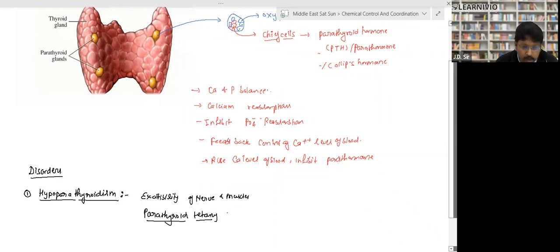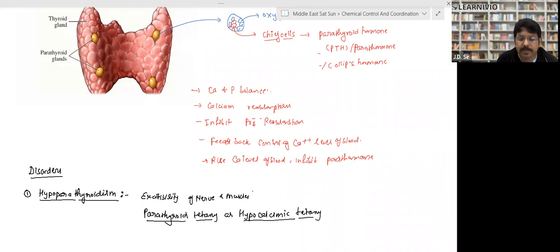Hypocalcemic tetany. What is tetany or tetanus? Anybody, please tell me what is tetany? Disease. Come on, guys. Tetanus, you must have listened about tetanus. Actually, we pronounce it tetany.